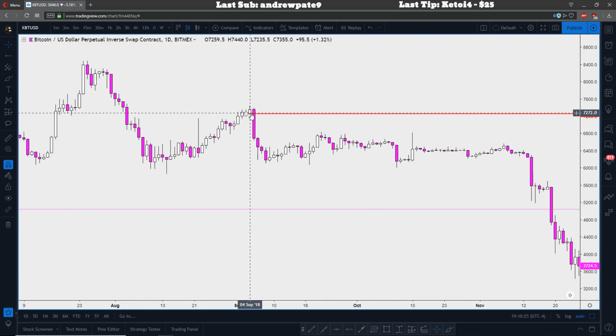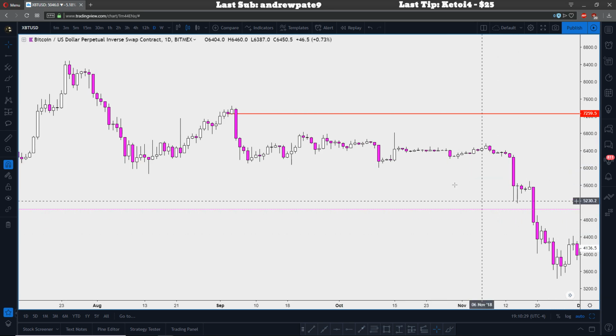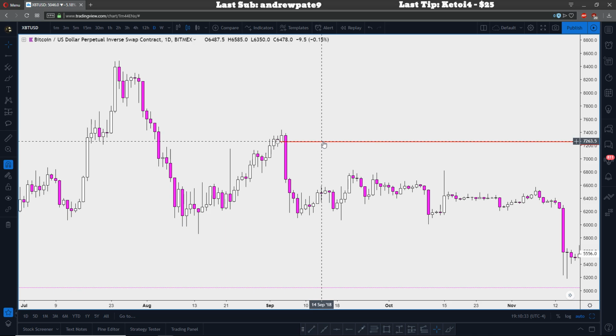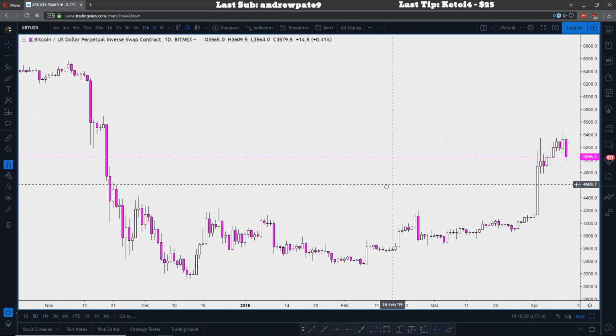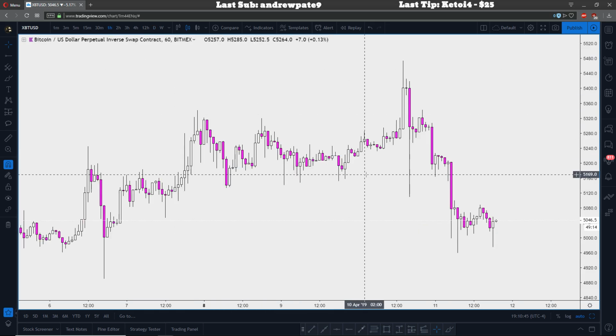This level is never tested. But if price were to come up to this level before the breakdown, that's where you would have looked to short that price action. You can also do this on smaller time frames. Let's drop it down to an hourly.